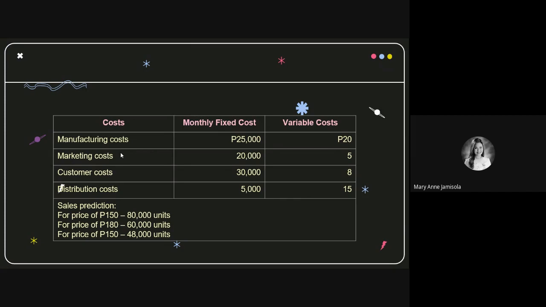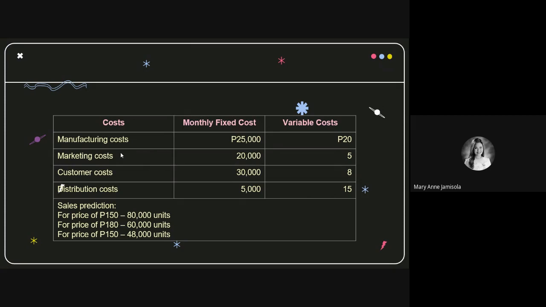And then for the customer service, additional information with regard to the selling price of 225, I made mention that fixed customer service costs would increase by 500 per month, and the variable distribution costs would increase by 5 pesos per unit to improve the customer service and distribution at the 225 peso selling price level. Okay, so that is for customer service and distribution.